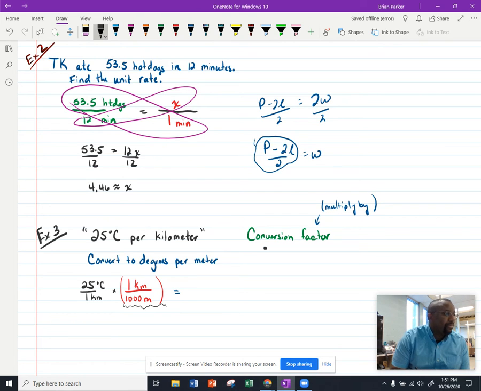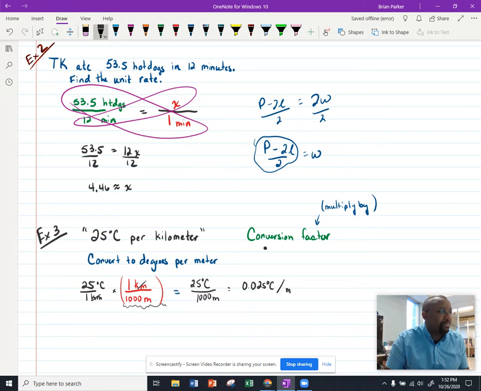So once I go and multiply that out, these kilometers actually cancel out because it'll be kilometers on top of kilometers. So you're going to end up with 25 degrees Celsius per 1,000 meters. And you go ahead and divide that up, and you'll get your final answer. Once you divide that up, you're going to end up with 0.025 degrees Celsius per meter. Right? And that's how you handle those conversions.